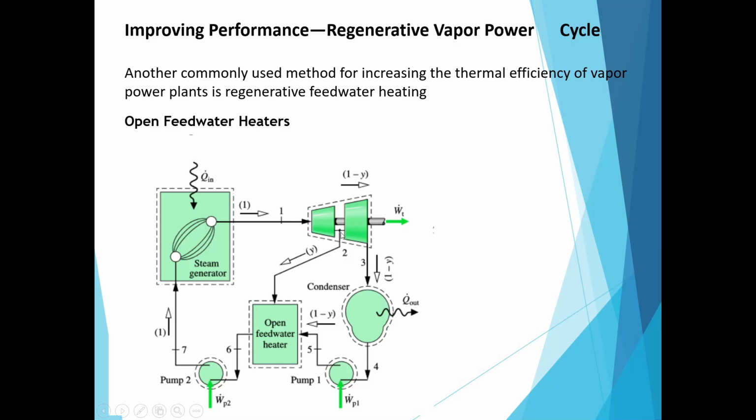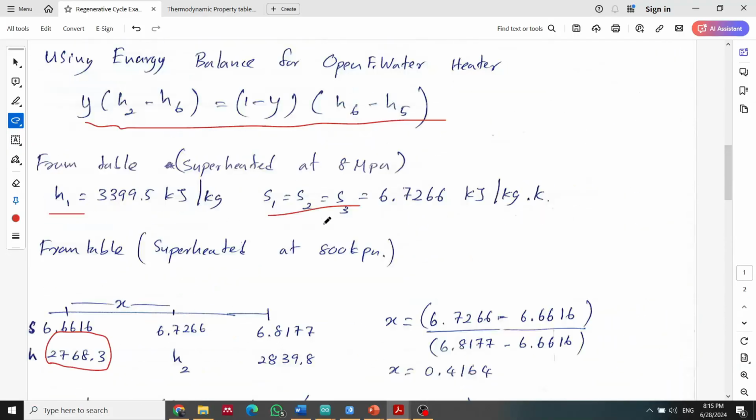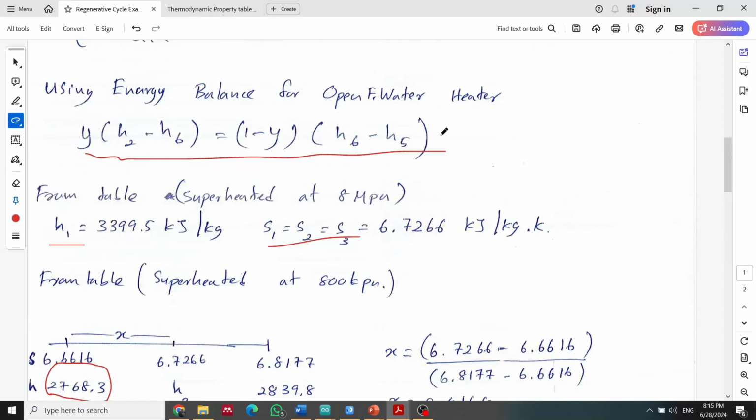If you extract Y, here you have 1 minus Y, therefore the energy balance becomes Y times (H2 minus H6) should be equal to (1 minus Y) times (H5 minus H6). You remember our equation, right? So that is the energy balance for the open feed water heater.